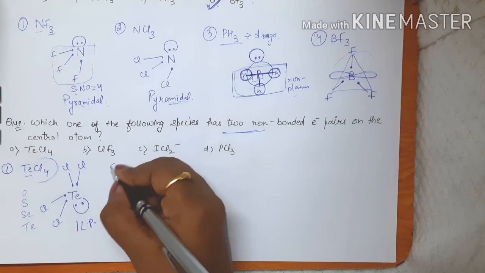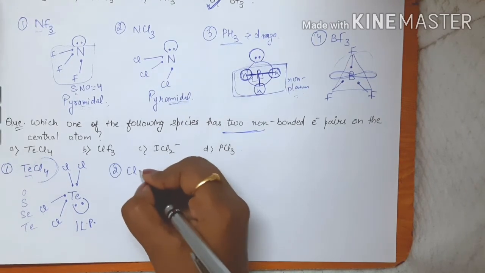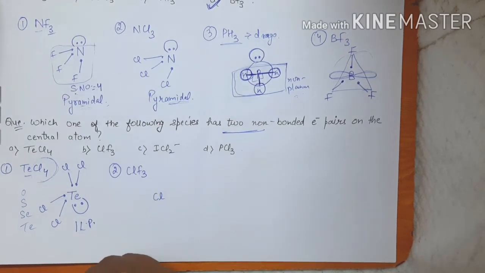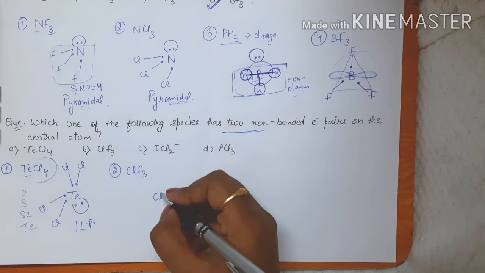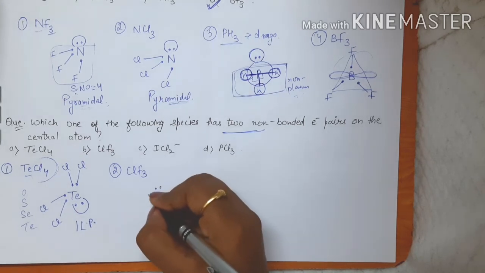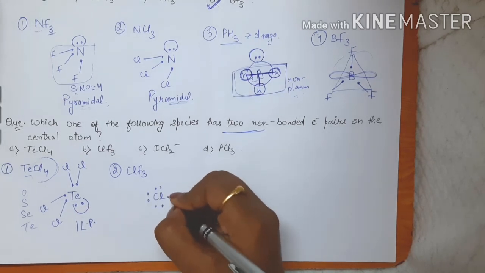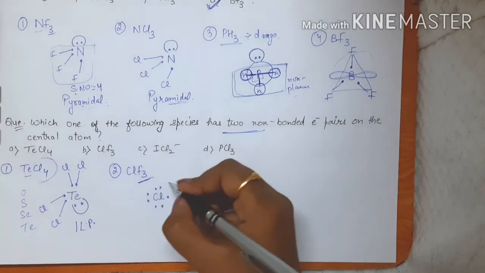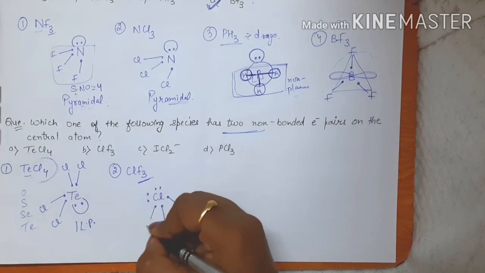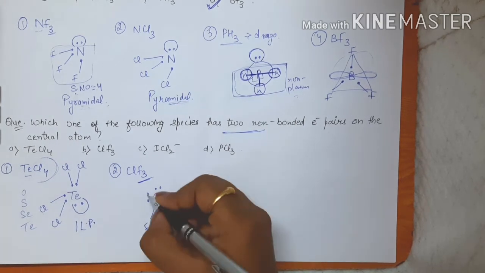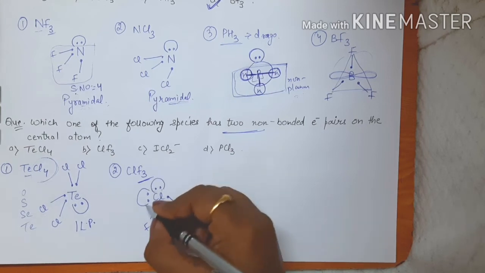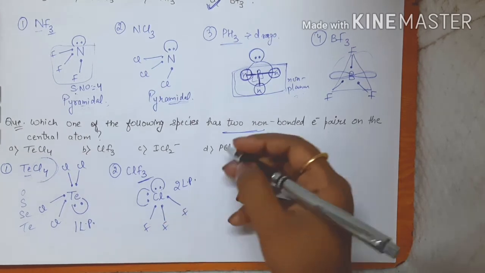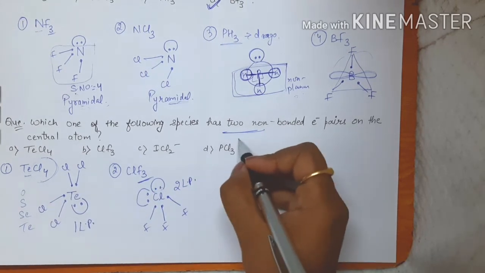Now moving on to the second molecule, which is ClF3. Here chlorine will be the central atom. Chlorine belongs to the halogen family, so it will be having 7 electrons in the valence shell. Now it is attached with 3 fluorines. Fluorine is univalent, so it will be attached like this. So ClF3 will be having 2 lone pairs, right? Definitely it is having 3 bond pairs, but we only have to look for the lone pairs.